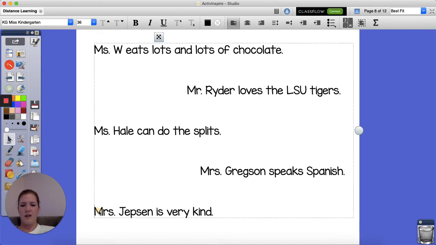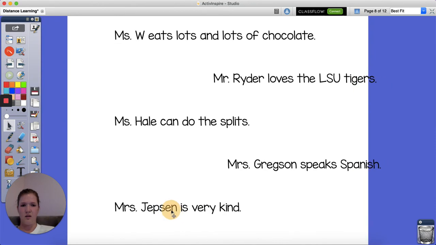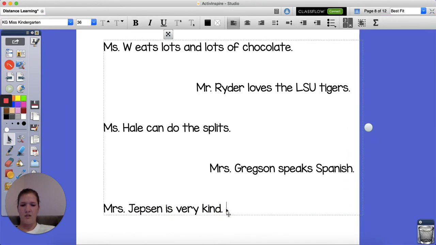So I see that I now have a capital, I have a period, I have a subject. Who is my sentence about? Mrs. Jepson. I see that I have a predicate. What does she do, or what is she? She is very kind. She is very kind, so that is my predicate. So I have a full, complete sentence here.